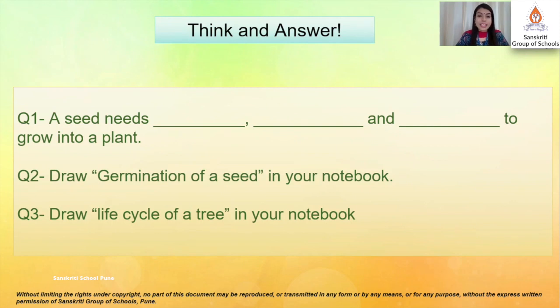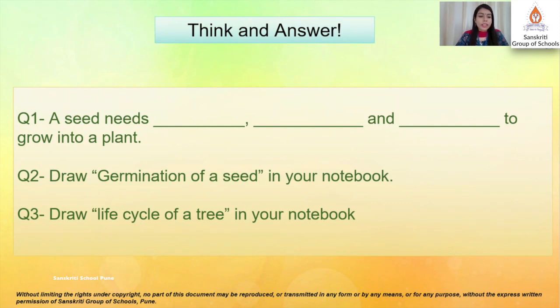Okay, now it's practice time. Let's see how much you have understood about germination of a seed. So you can answer these questions in your notebook. I'll read out the questions for you so that you find it easy to answer them. So the first question is, a seed needs dash, dash, and dash to grow into a plant. So do you remember the 3 conditions required for a seed to grow into a plant? Yes. So you need to fill in the blanks with the correct answer.